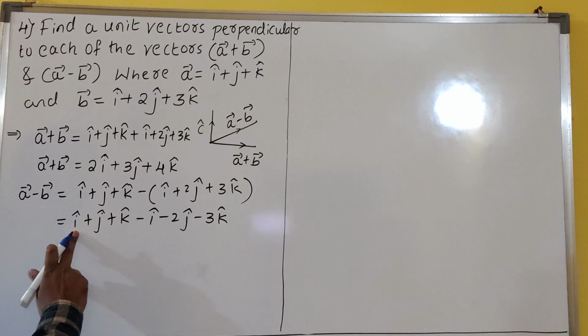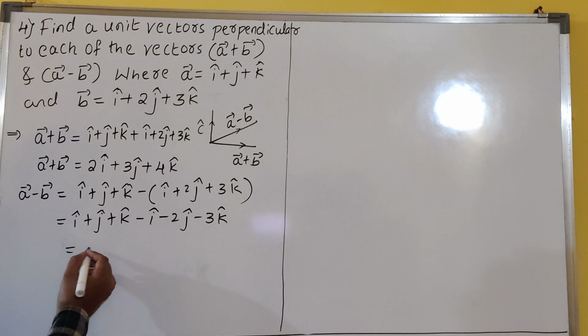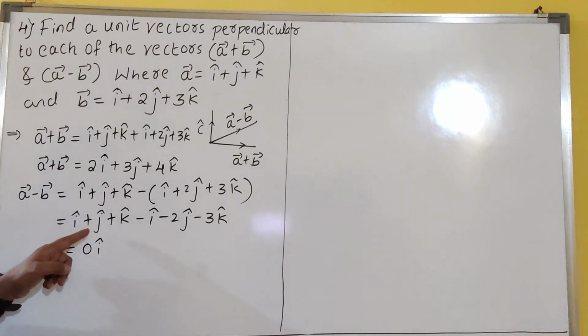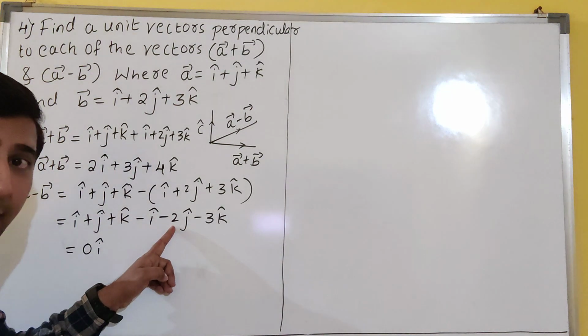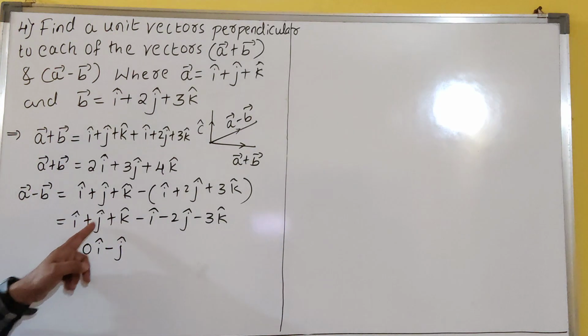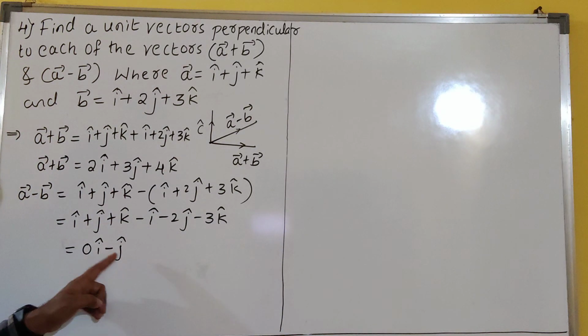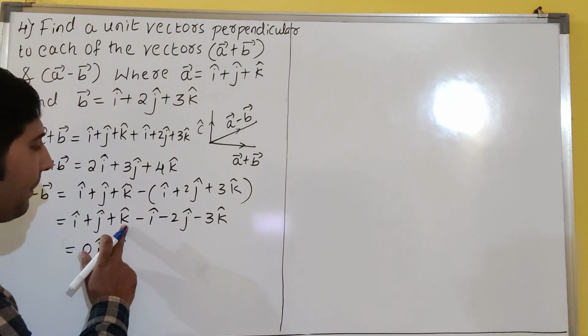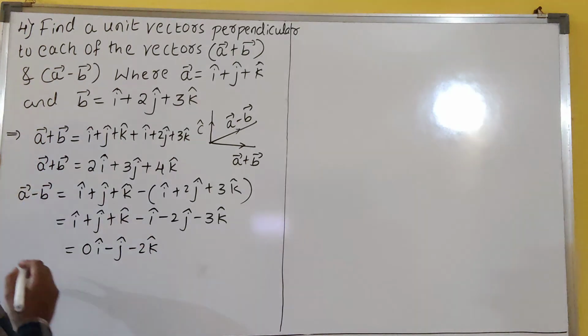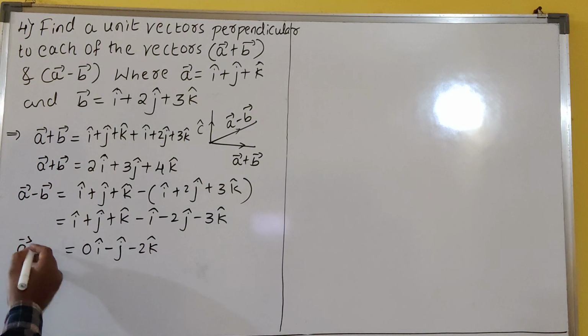So now see, i cap minus i cap is 0, 0 i cap. j cap minus 2j cap is minus j cap, dear students. 1 minus 2 is minus 1 j cap. So k cap minus 3k cap is minus 2k cap, dear students. This is your A minus B, dear students. Clear? So A minus B I got.